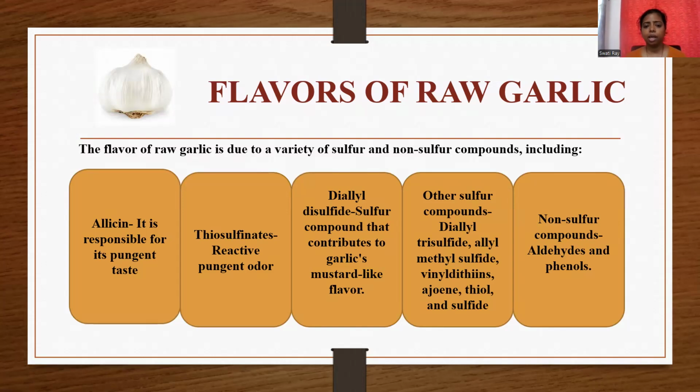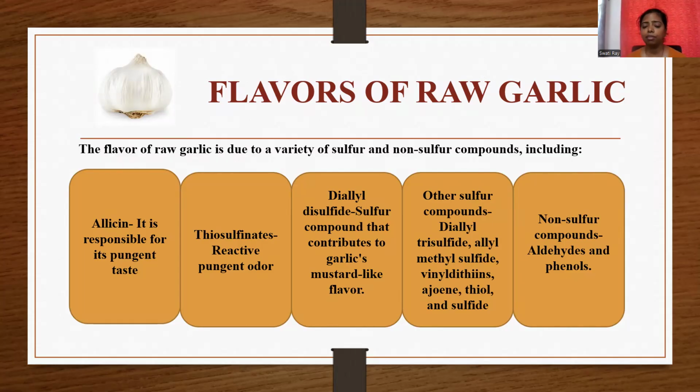So let us now discuss the flavors of the raw garlic. When we talk about the chemical compounds present in raw garlic, there are two varieties of compounds, the sulfur compounds and the non-sulfur compounds. Let us first discuss the sulfur compounds. Majorly, we have allicin, like I discussed in the previous slide, which is responsible for the pungent taste of the garlic.